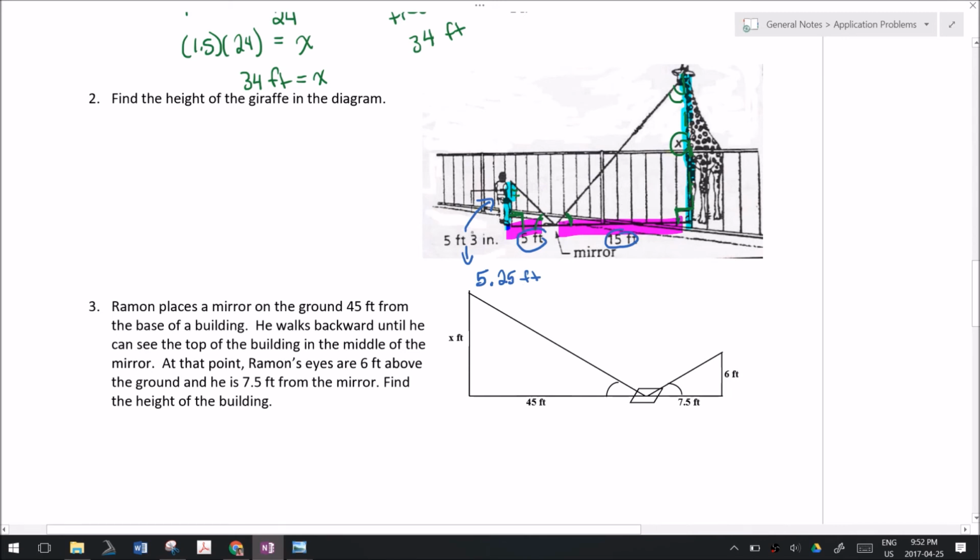If I set the ratio up now, 5 1/4 or 5.25 divided by 5 has to be equal to the height of my giraffe divided by 15. So I get 1.05 for this ratio, so that multiplied by 15 must be the height that I'm missing. So the height of the giraffe is 15.75 feet.